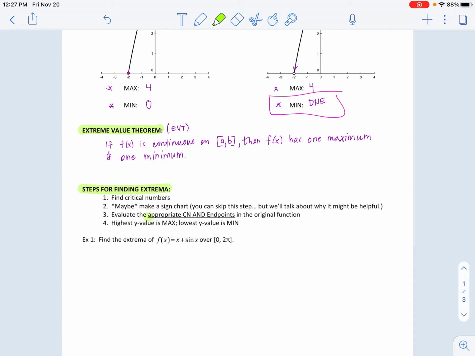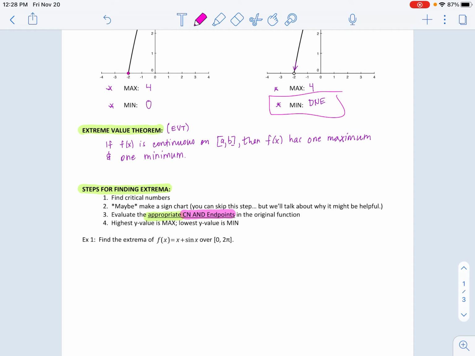This phrase appropriate is what the sign chart might be helpful for. Not every critical number is going to necessarily yield the max or min. The sign chart helps us decide that. And then the brand new aspect is that we not only can find extrema at critical numbers, but they also might occur at endpoints. That's very different from relative extrema. Then step 4 is, once we plug in and do the evaluation from step 3, we pick the highest number to call it the maximum and the lowest number to call it the minimum.